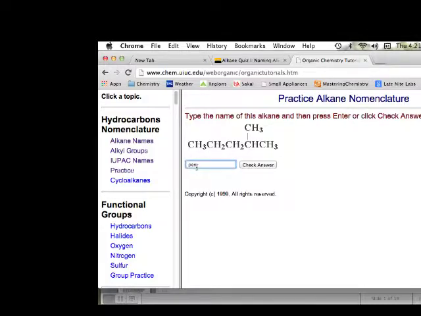Pentane. But I have to put in front, the prefix, the substituent. If I start numbering from this end, then that substituent's on the 4th carbon. I want to start from the right-hand side so that it's on the 2nd carbon. So 2-methyl, telling me that the substituent only has 1 carbon and it's on the 2nd carbon of the longest chain. All right, so let's check our answer.